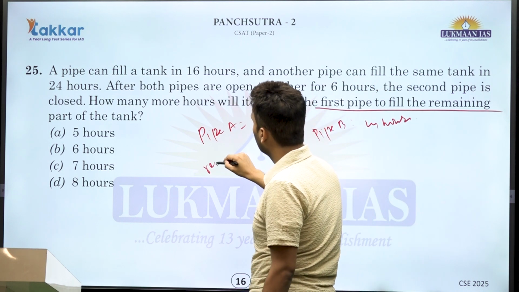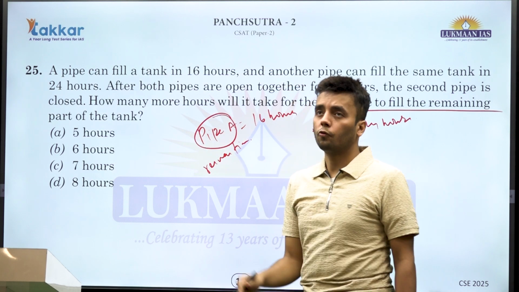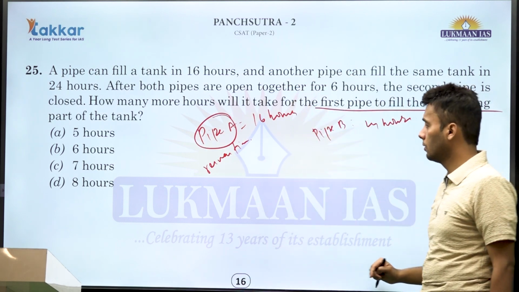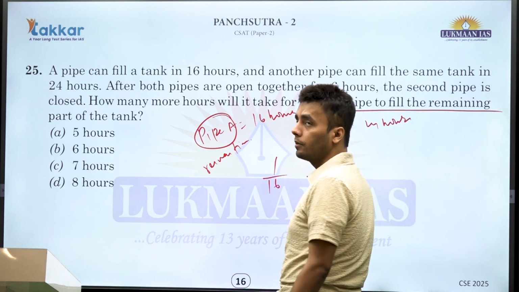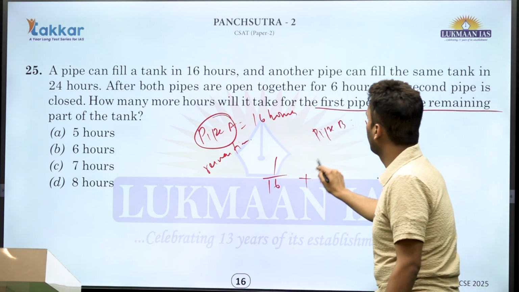So we have to find the remaining time required by pipe A to fill the tank when pipe B is closed. So 1 hour work of pipe A will be 1 by 16. 1 hour work of pipe B will be 1 by 24.